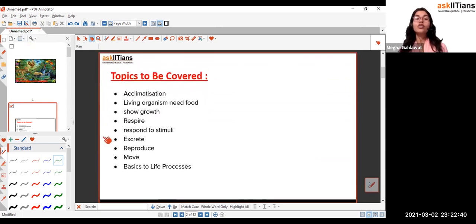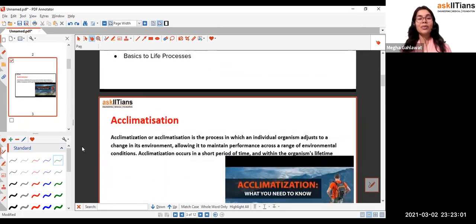So the topics that will be covered start with acclimatization, which is very, very important. Often this definition shows up in the exams. Then we have that living organisms need food, which is quite obvious. And then we have that they show growth, they respire, they respond to stimuli, excrete, etc. So we'll just get on with it.